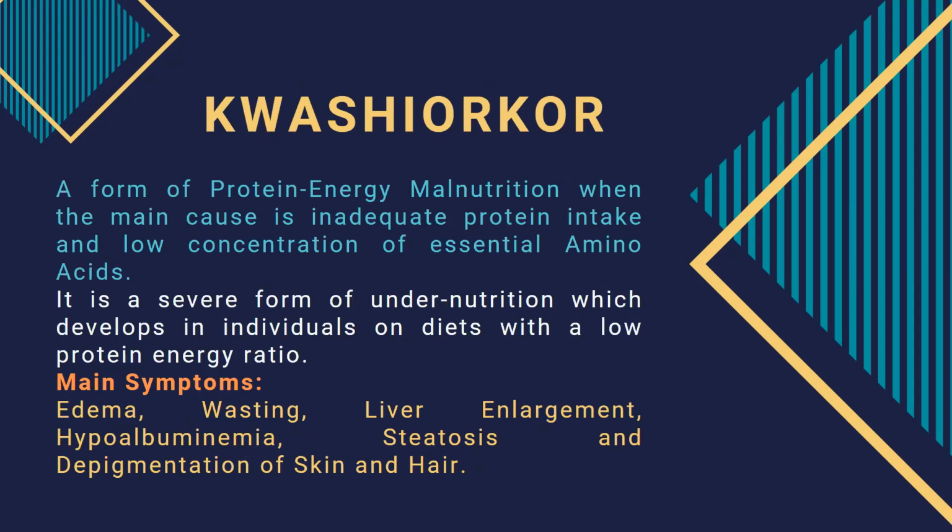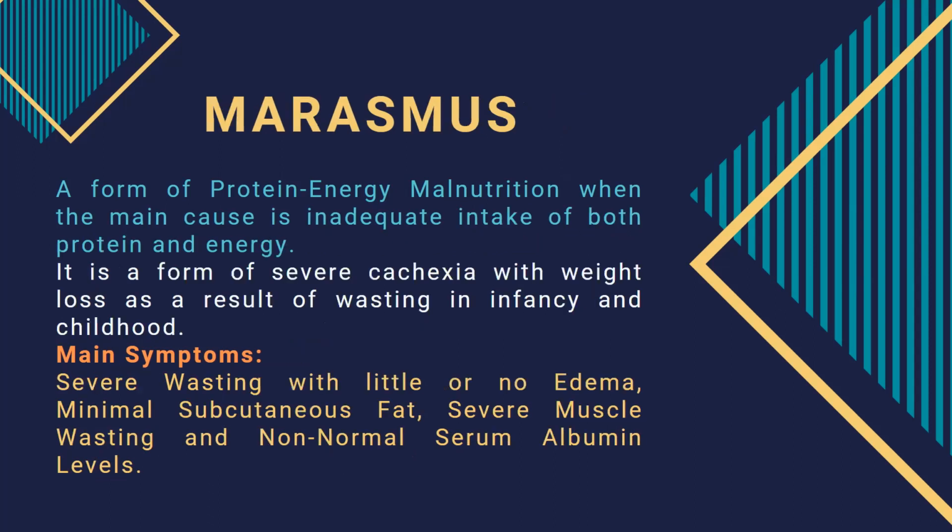Kwashiorkor is a form of protein energy malnutrition when the main cause is inadequate protein intake and low concentration of essential amino acids. It is a severe form of undernutrition which develops in individuals on diets with a low protein energy ratio. The main symptoms include edema, wasting, liver enlargement, hypoalbuminemia, steatosis, and depigmentation of skin and hair.